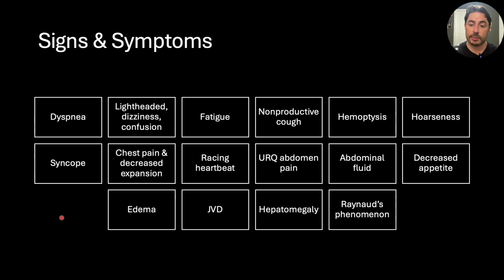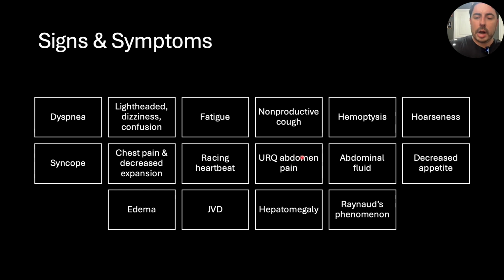Non-productive cough. This could be from the irritant response with the pulmonary capillaries opening and allowing red blood cells into the alveoli. Now you get red blood cells into the alveoli and you have blood in the lungs, hemoptysis. Hoarseness, syncope. Your syncope comes into play here with your lightheadedness and dizziness. Chest pain, decreased expansion, racing heart rate, upper right quadrant abdominal pain.